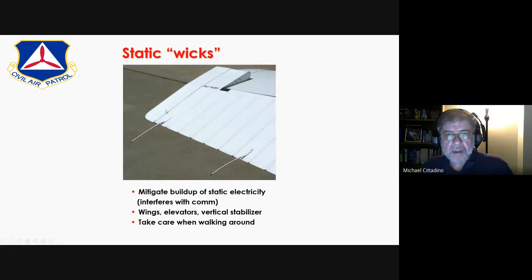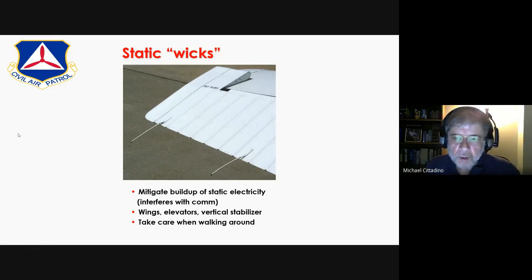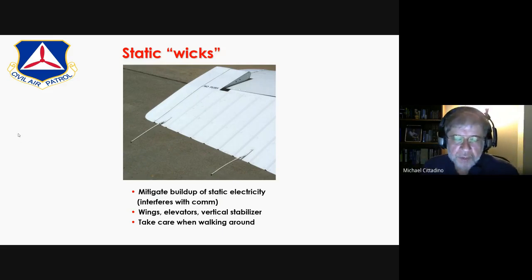You might also find on the aircraft these little rod-like appendages that are going to be present on the control surfaces and perhaps on the wings. They're called static wicks, and their purpose is to dissipate static electricity that can build up on the skin of the aircraft due to friction with the air, and that static electricity can interfere with the operation of the comm radios. You want to be careful around these things when you're around an aircraft. They could be easily bent and damaged, and you really don't want to do that.